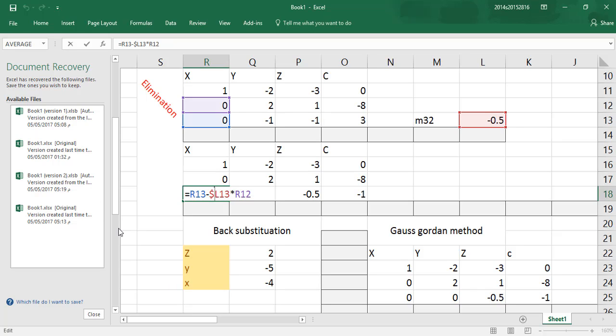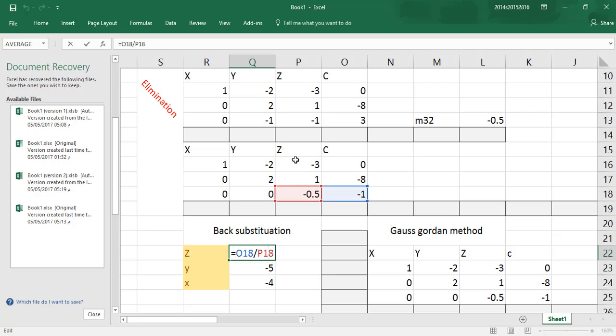The first way is back substitution to get the parameters z, y, x. Back substitution means that to get the value of z we will divide the value of c by the coefficient of z.